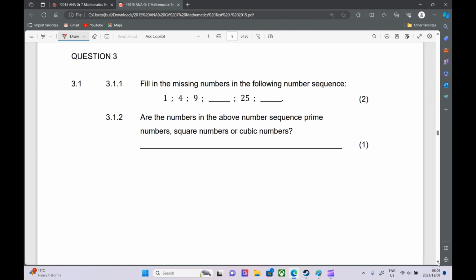Okay, question 3.1. Fill in the missing numbers in the following number sequence. With number sequences, my trick is I always test: can I add anything? Can I multiply anything? Can I divide anything? Or subtract anything? I check all the operations, and if I can't do any of those, my next trick is I check, are they square numbers or are they cube numbers?